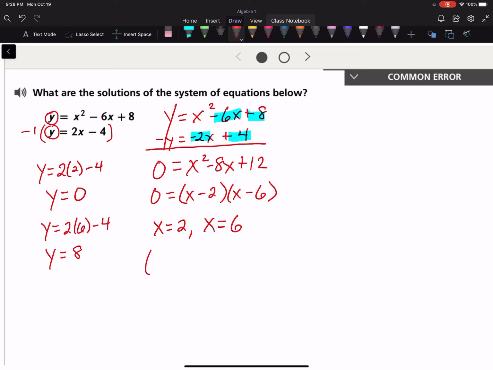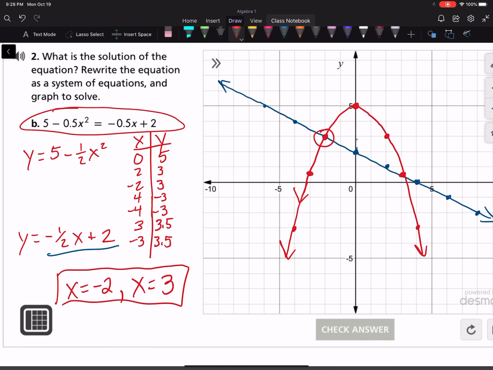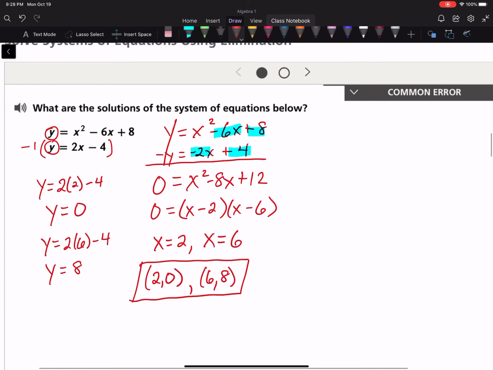So my answers are 2, 0, and 6, 8, excuse me. So again, you do put the y's in your answer for this one, okay? So a little different. Like I said, up here, we just have x's in our equation, so we're just looking for the x's. But for these, we have x and y, so you have to find both. So 2, 0, 6, 8. All right, let's try a couple more of those.